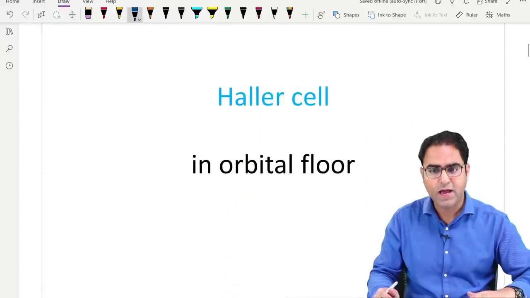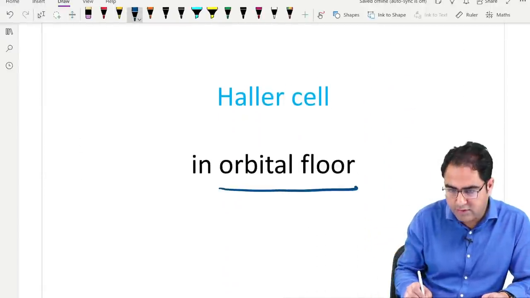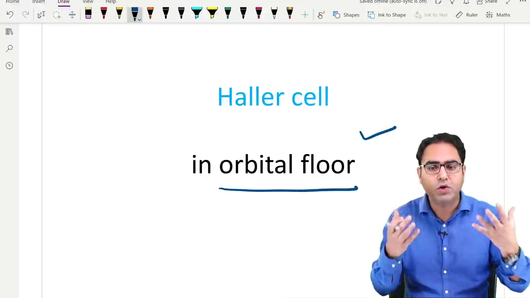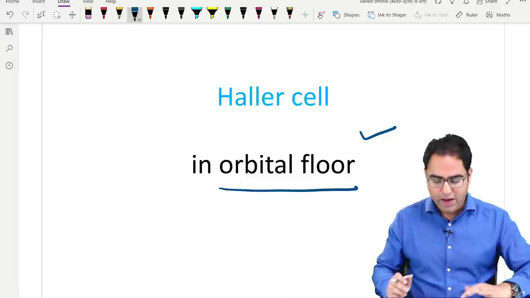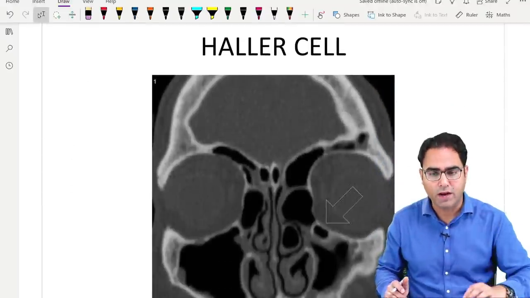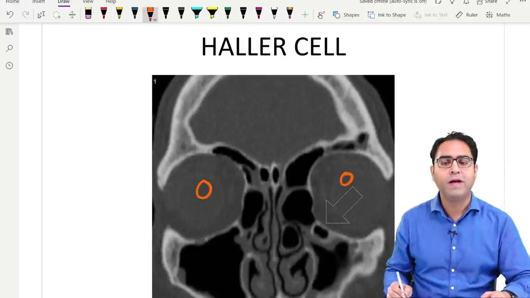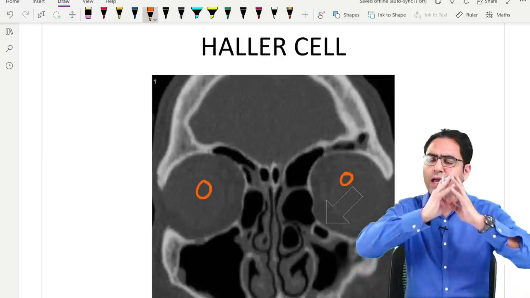Onodi cell, beta. Next is the Haller cell, beta. Haller cell lies in the orbital floor. Ethmoid is between the two orbits. If the cell goes into the orbital floor, it is called a Haller cell, beta. And the last one, the one you just saw on the screen, please see again, Haller cell over here, beta. Everybody tell me, what is this O? O for orbit, beta. Very good, wonderful. Let us spend these two cells. Forget everything, beta.